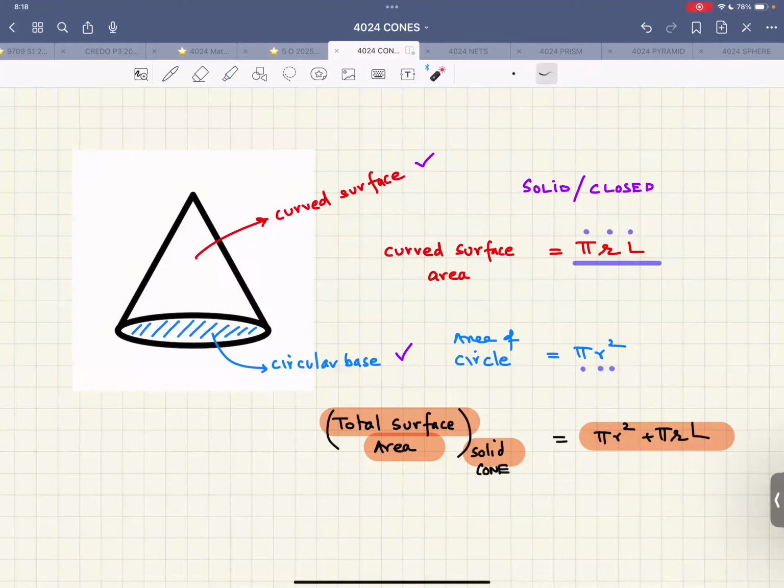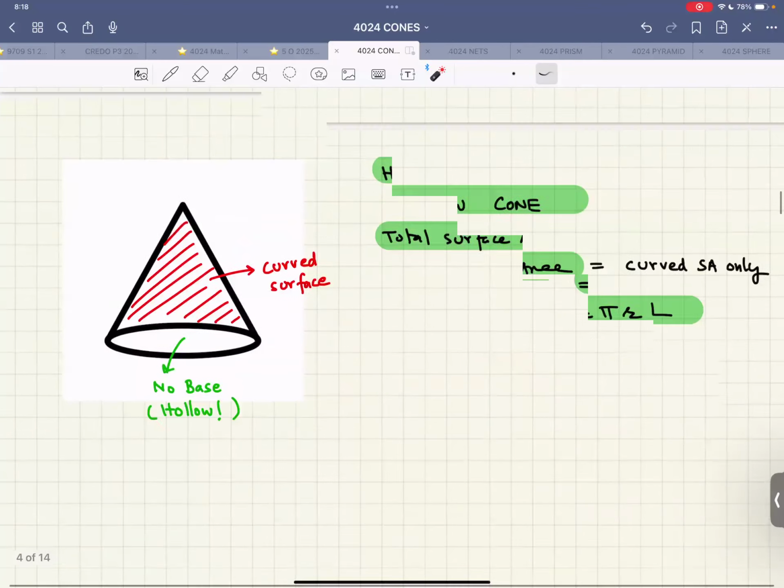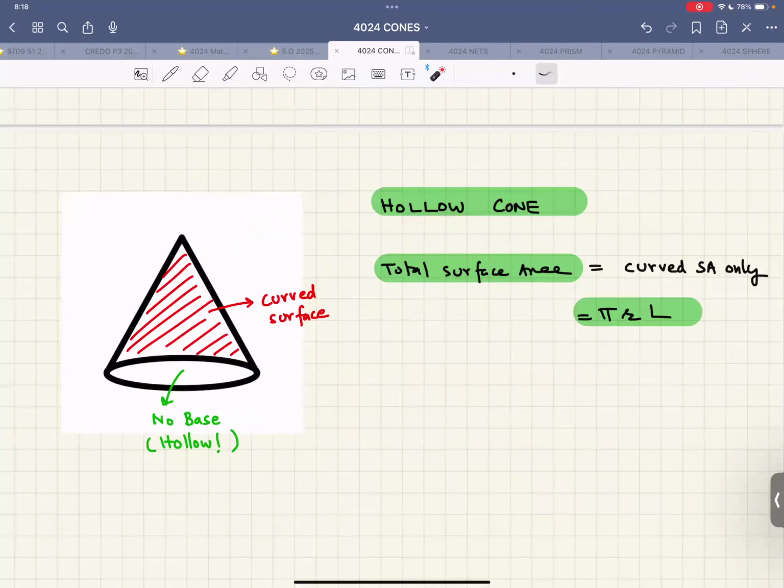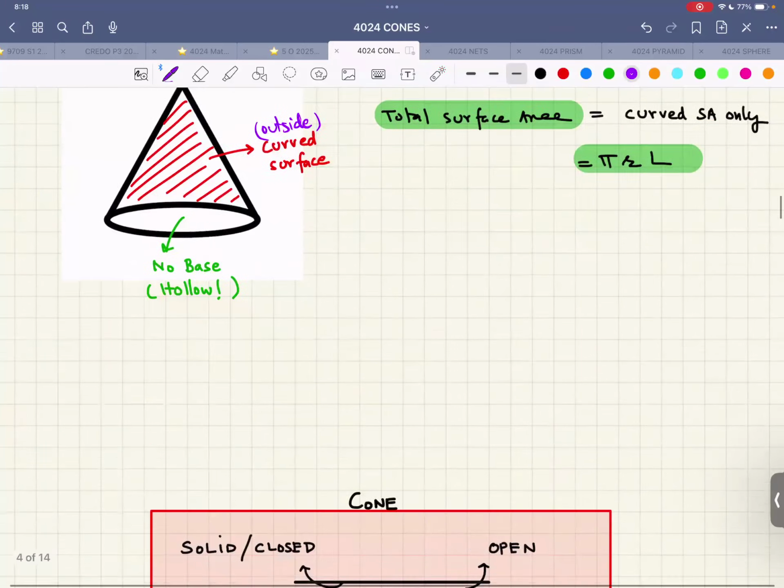And that's how you should also check the dimensions. This is centimeters, this is centimeters, so that is centimeter square. Therefore, the total surface area of a solid cone is pi r square plus pi r l. And what if the cone is hollow? That means the base is missing. Then the total surface area is the curved surface area only, the outside curved surface area, because we are not going on the inside and painting it.